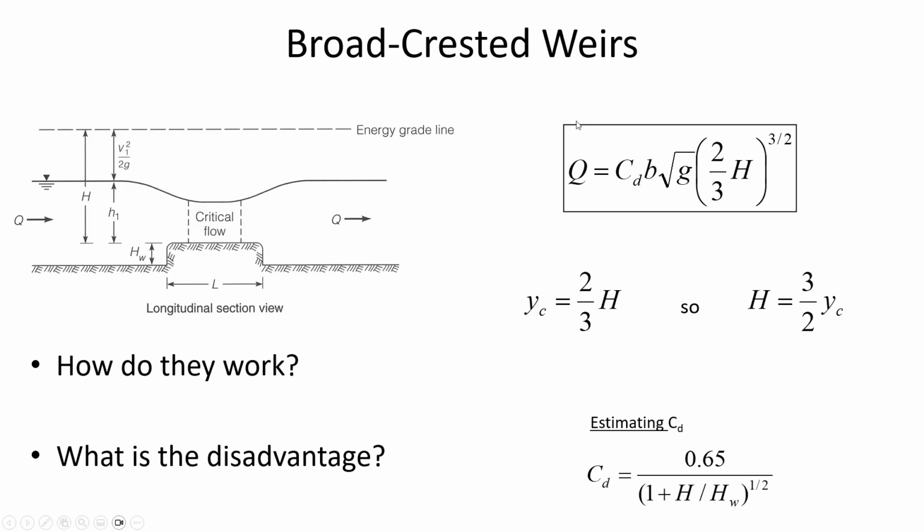And so the advantage of having a broad-crested weir is just you measure the flow depth, take it to the 3/2 power, multiply it by g. B is the width of the weir, same as it was before with the spillway. And then C sub D is some discharge coefficient that relates the energy losses as a function of how tall the weir is, H sub W, relative to the specific energy over the weir. So this formula allows you to estimate the discharge coefficient given the specific energy and the height of the step.